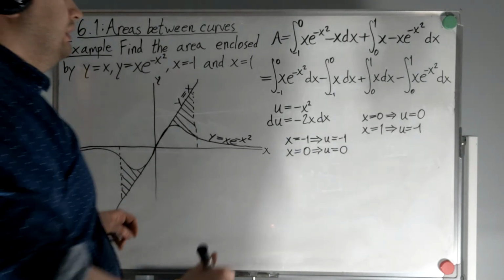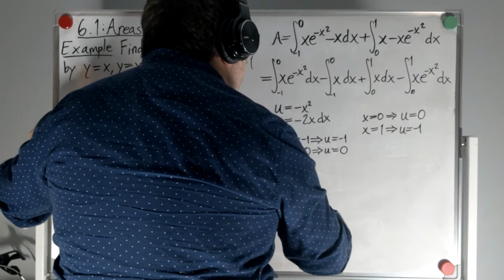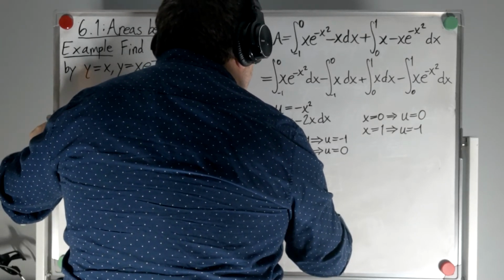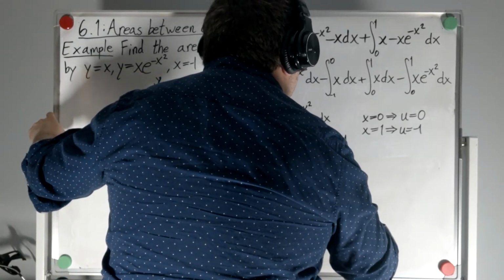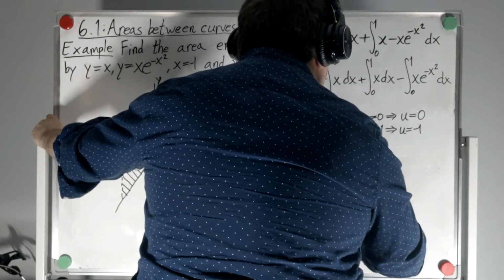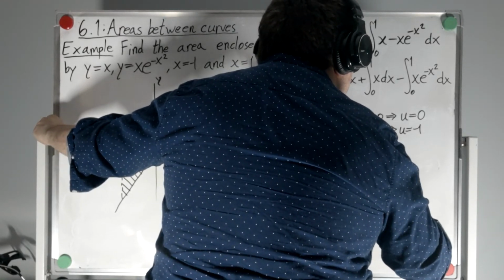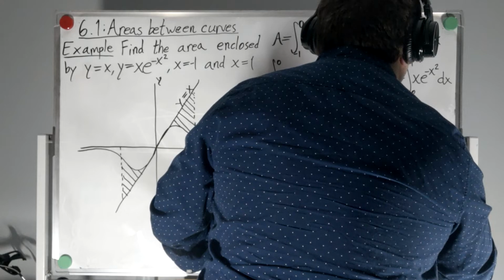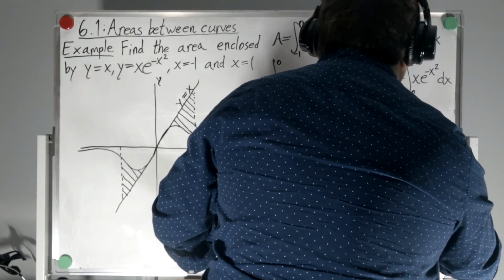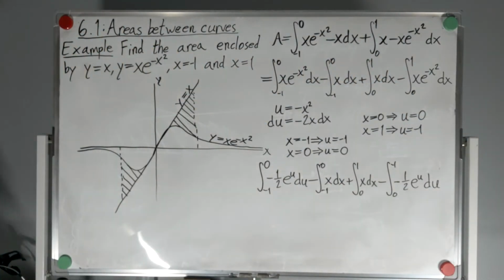Okay. So what this comes out to is integral from -1 up to 0 of -1/2 e to the u, then minus integral from -1 up to 0 x, plus integral from 0 up to 1 x, then minus integral from 0 up to -1, -1/2 e to the u, and that would take care of it.